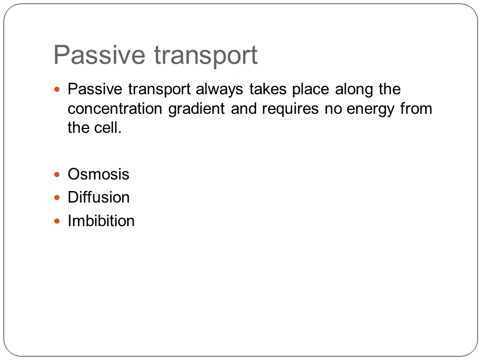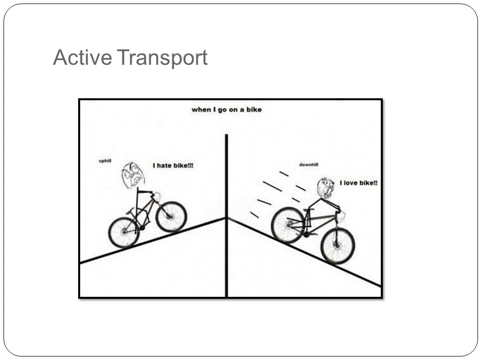Let us come now to the next part, that is active transport. See here we are having a diagram. What does this diagram show? A person going on a bike. How does he feel? When he is cycling uphill, he is hating the bike. But when he is moving downhill, he is loving the ride.